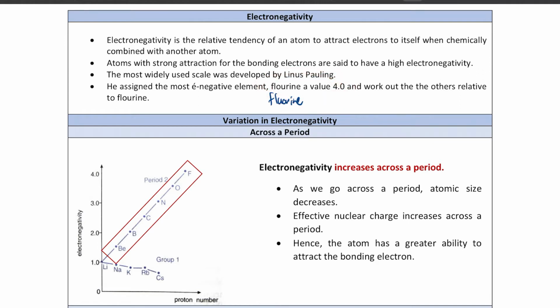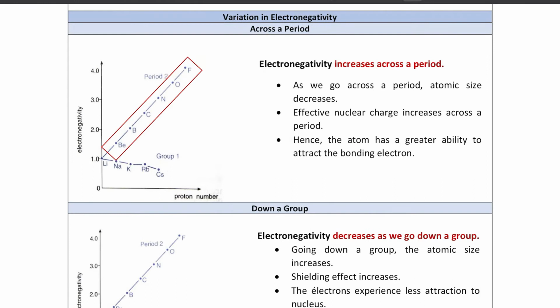and kita daripada fluorine ni lah kita work out yang lain punya electronegativity. Okay, so let us look at variation in electronegativity across a period dulu. Okay, so over here dia dah cakap electronegativity increases across a period. That means daya tarikan atom terhadap elektron makin meningkat bila kita going across a period from left to right dalam periodic table. Okay, so kita nak tengok sebab dia lah.